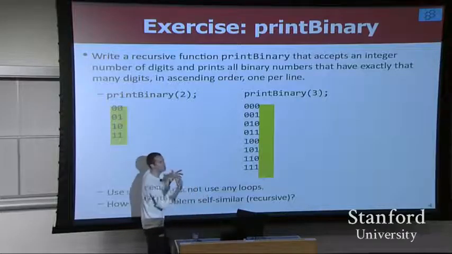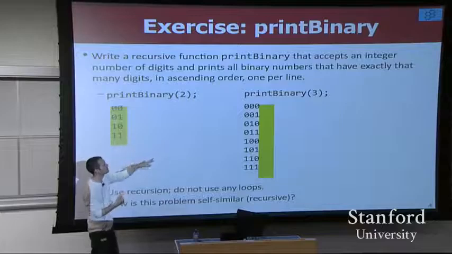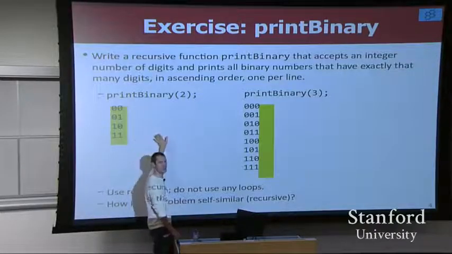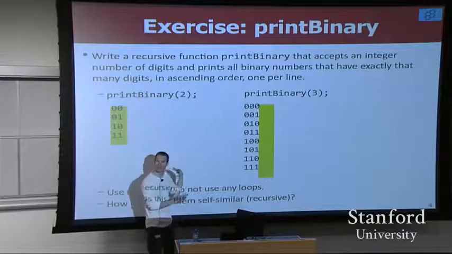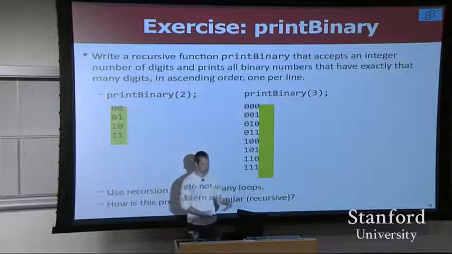So if you were just describing this in English, the difference between printing 2 and printing 3, it's sort of like you print a 0 followed by the previous one, and then you print a 1 followed by the previous one. You know what I'm saying? That's kind of what's going on here. Seems like we've got the gist of it recursively.